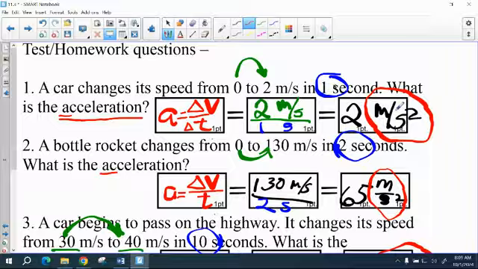And since these are like homework or test questions, you might want to write them down, right? That way you get familiar with it. For the second one, it says a bottle rocket changes from 0 to 130 meters per second in 2 seconds. So what's the acceleration? Well, remember the acceleration is delta v over t, or 130 meters per second over 2 seconds. That gives you 65 meters per second squared, because 130 divided by 2 gives you 65.